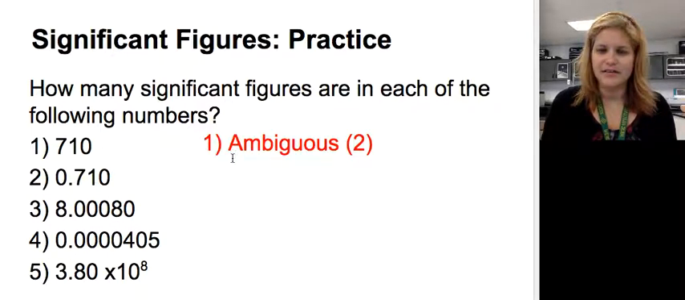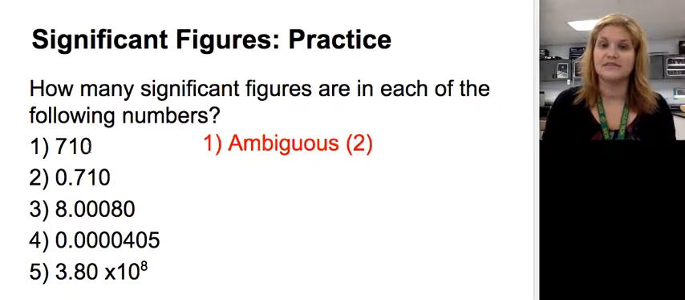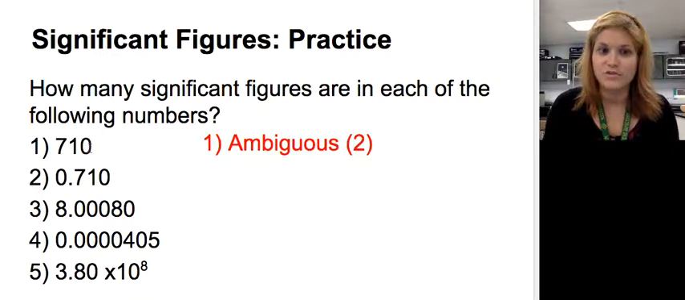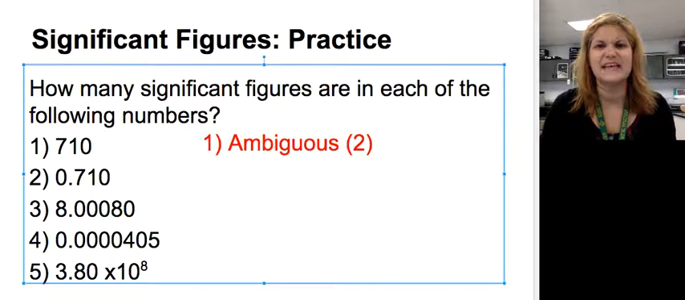So the correct answer is technically 2. This 0, since it's a trailing 0 and there's no decimal point here, we would call that just 2. And this word, ambiguous, means that we're not necessarily sure. Maybe there's an implied decimal place there, but we don't know. So we always have to err on the side of not knowing, and we're going to say just 2.